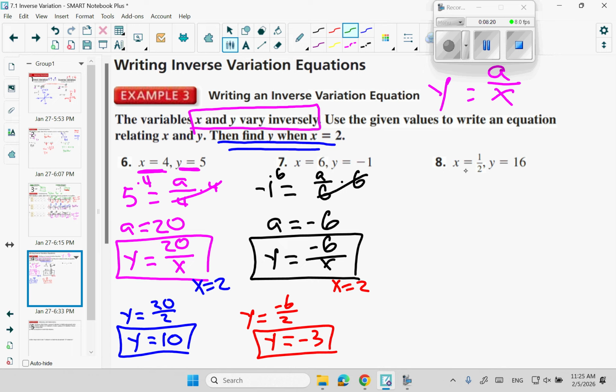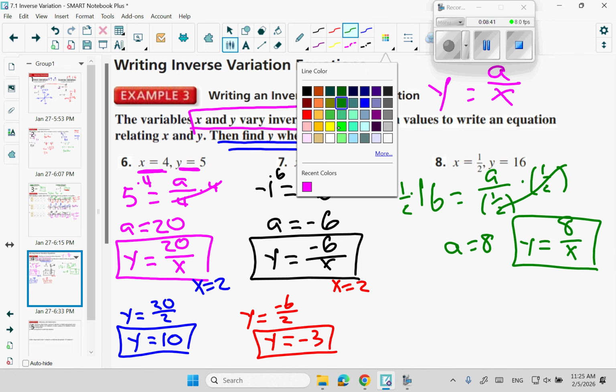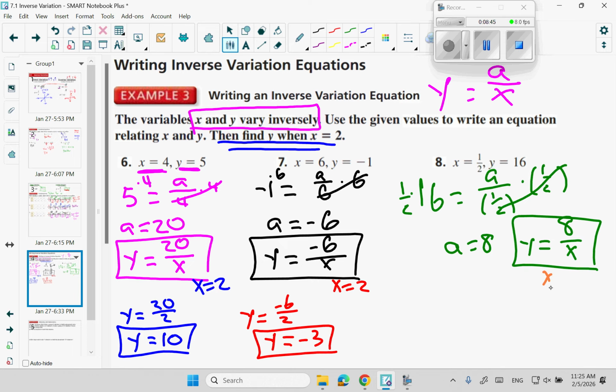Same thing over here. So we're going to get 16 equals a over 1/2. Multiply both sides by a half. What's half of 16? That'd be 8. So a equals 8. So y equals 8 over x. And then, of course, we can plug in 2. So y equals 8 divided by 2, or y equals 4.